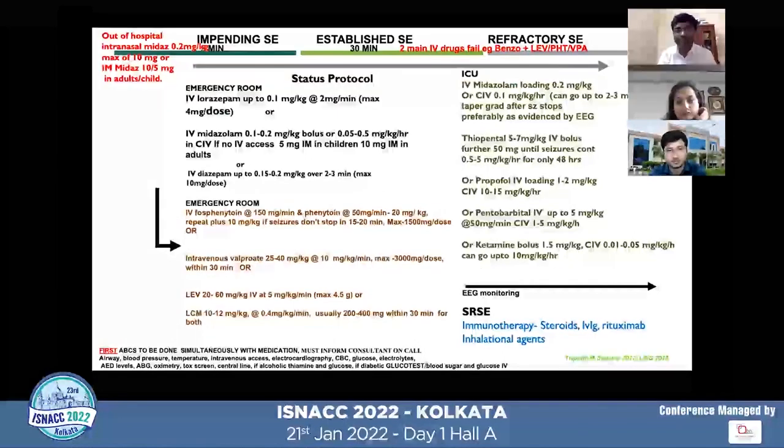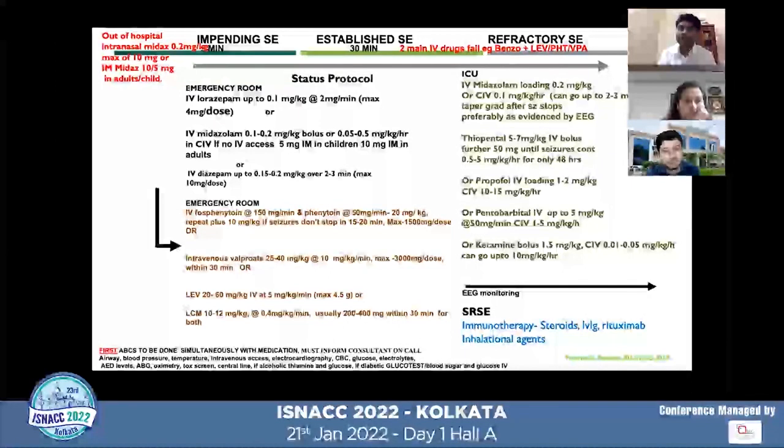To summarize, this is the protocol which we use in our neurocritical care unit in the Department of Neurology in our hospital, in our institute.